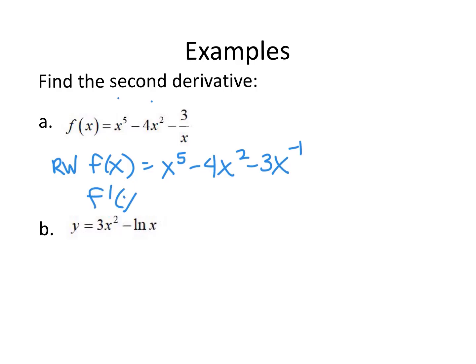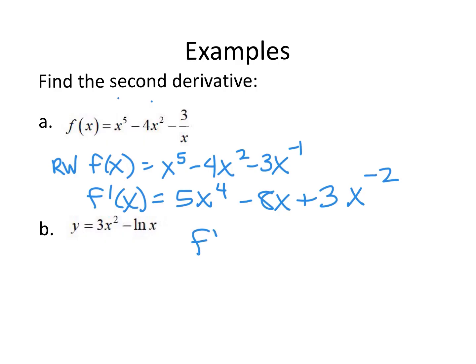When I take the derivative, I get f prime of x, which is 5x to the fourth, minus 8x. And then I'm going to take the negative 1 times the negative 3, so that's going to be positive 3x to the negative 2. That's my first derivative. My second derivative, I'm just going to take the derivative of my first derivative. So I'm going to take the derivative of this term first. I'm going to have 20x cubed. I'm taking 5 times 4, that gives me 20, x to 1 less power, minus the derivative of the 8x, that's going to give me minus 8.